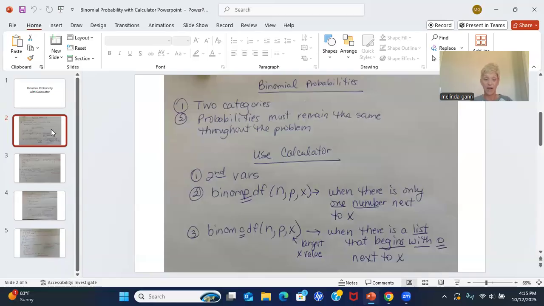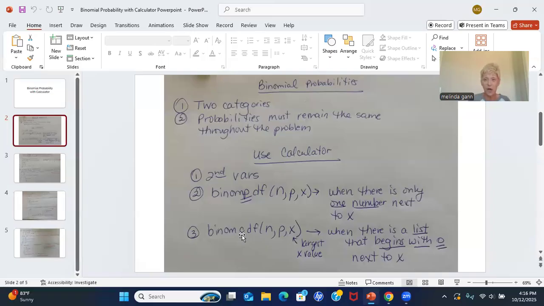So I'm going to go to my down arrow and I'm going to keep coming down until I see binomial PDF, like this one, and binomial CDF. Those are the two things that you're going to be using to work binomial probabilities. And there's a difference between the P one and the C one. But you go to second VARS and you scroll down until you find binomial PDF or binomial CDF. Now, here's the difference in those two buttons. And if you don't use the right button, you won't get the right answer. So we've got to be careful.